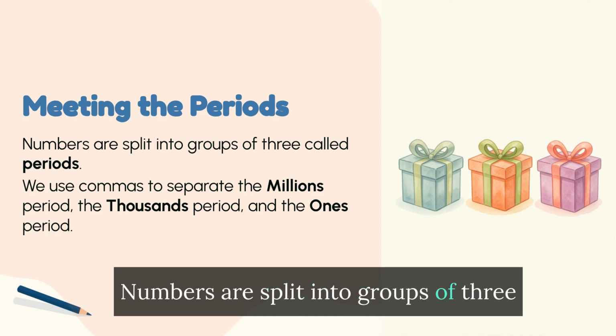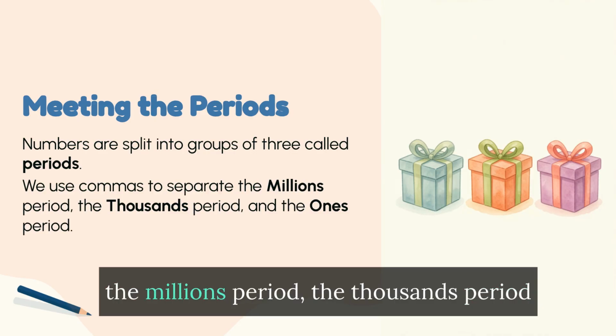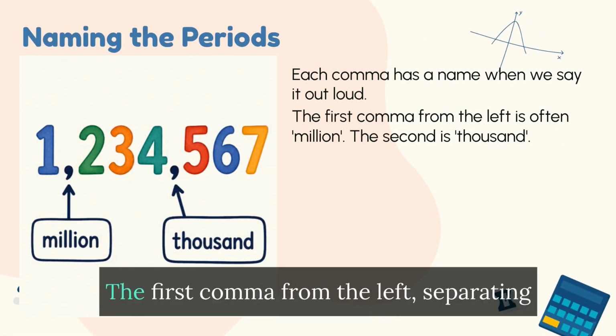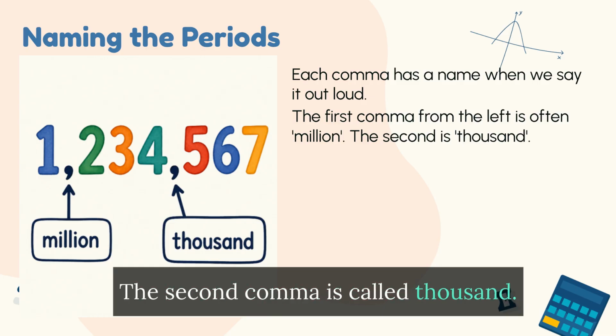Numbers are split into groups of 3 called periods. We use commas to separate these periods: the millions period, the thousands period, and the ones period. Each comma has a name when we say it out loud. The first comma from the left, separating the millions period, is often called million. The second comma is called thousand.